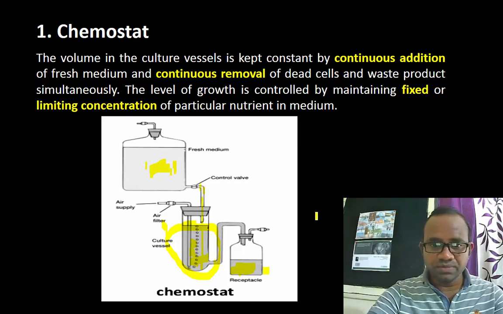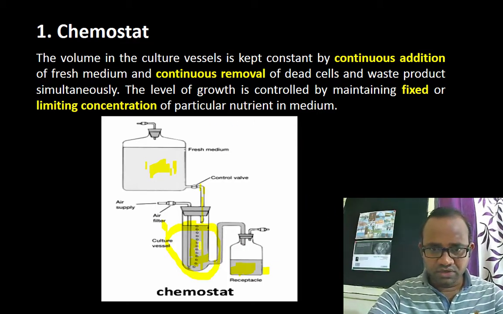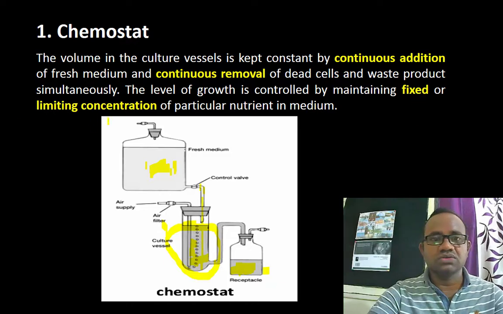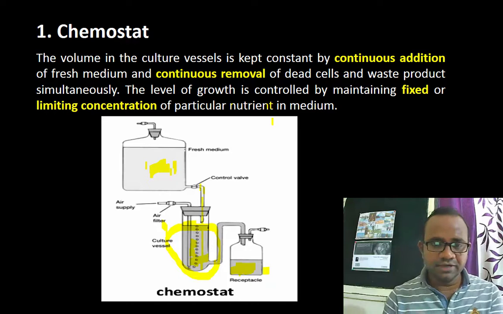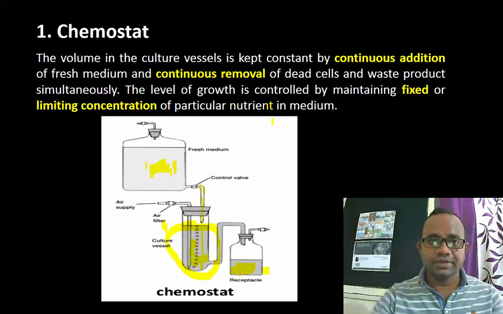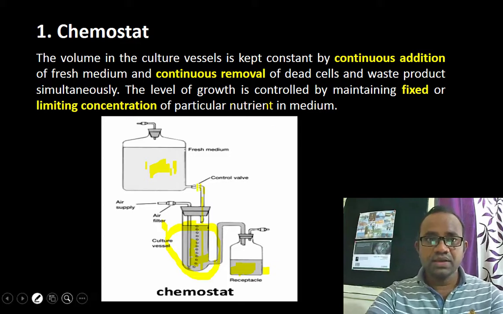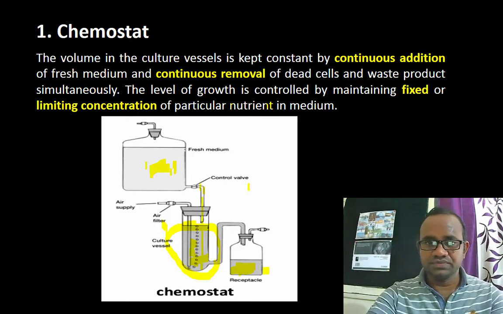Okay, and the growth of the bacteria here is controlled by adding only a fixed concentration of a particular medium. That means we will add a fixed amount so that the bacteria cannot overgrow. If they overgrow, they will die, right? So we will provide very limited nutrient to the bacteria. Therefore, they grow at a particular stage only. Okay? So the very important thing is supplying the limiting concentration of the medium. This is the chemostat.